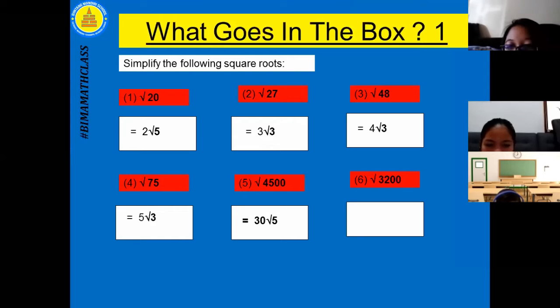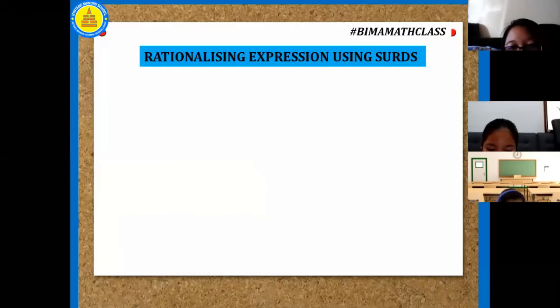Next, what about number 6? 40 20 square root of 2. Yeah, you get that. Okay. 40 square root of 2. Okay. Oh yes. Okay. Now, we finished with simplifying.